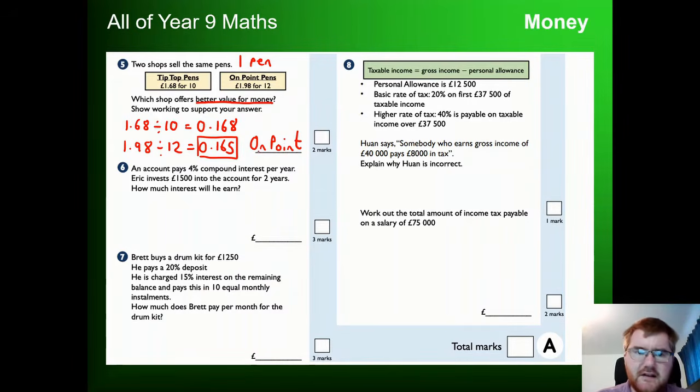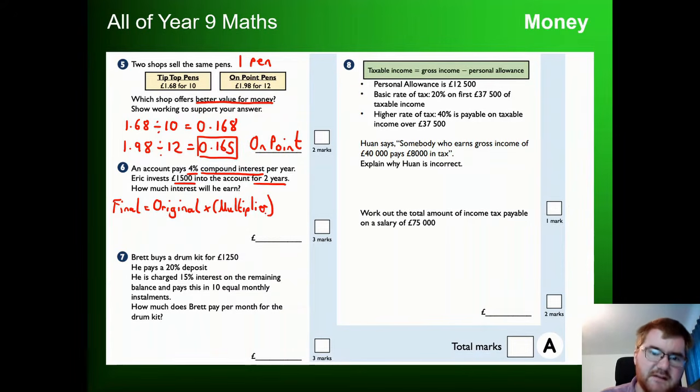Now on to some compound interest. So this is a formula you need to learn. So it has 4% compound interest per year. We start with 1,500 to invest over 2 years. And we actually want the interest. So we don't want the total amount at the end, but we want the interest. So the formula is, the final amount is equal to the original, so what we start with, multiplied by what we call the multiplier, so I'll explain that in a moment, to the power of number of years. So that's our general formula for compound interest.